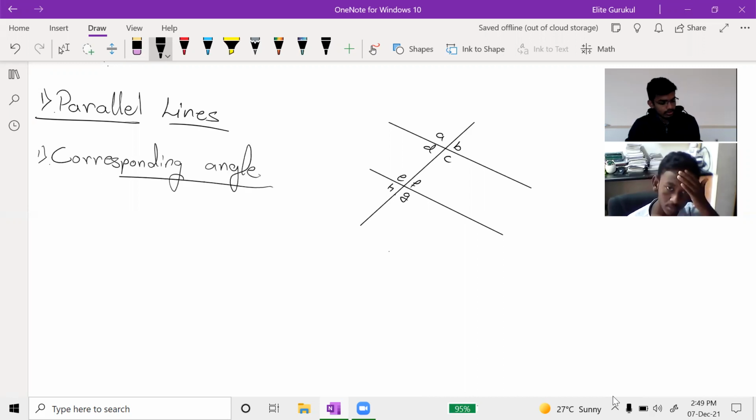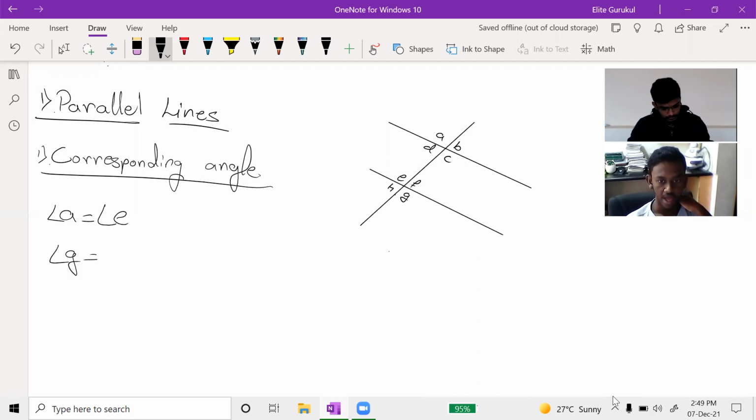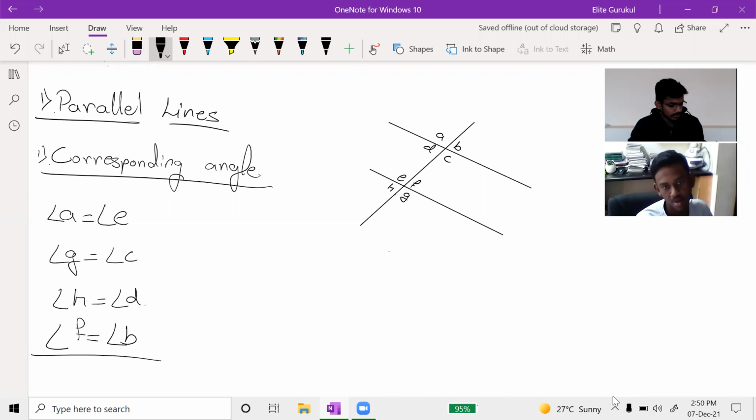According to the figure, which are the corresponding angles? Angle A is angle E. Now tell me angle G. Angle G is angle C. Angle H is equal to angle D. And which remain? Angle F is equal to angle B. Any doubt, beta, in these four concepts? No, sir.